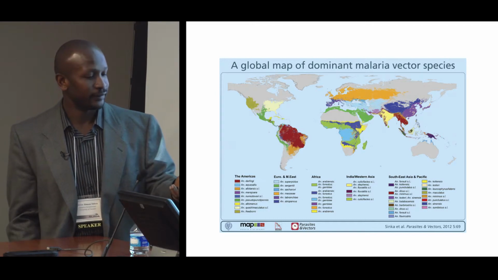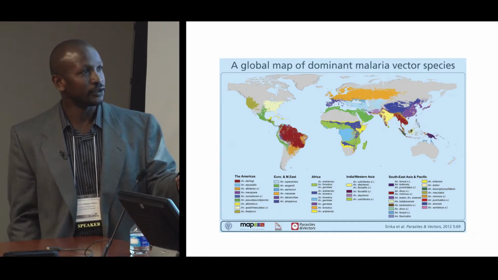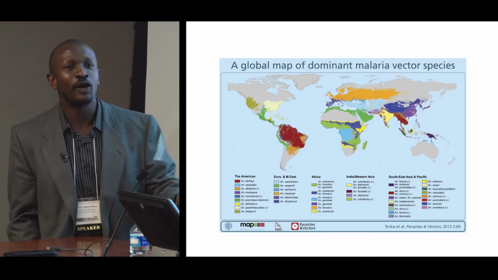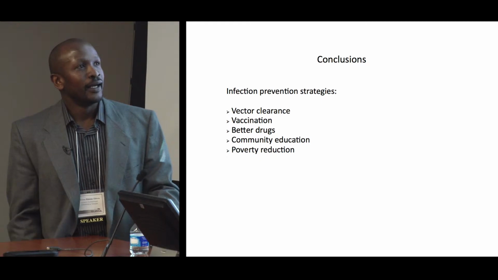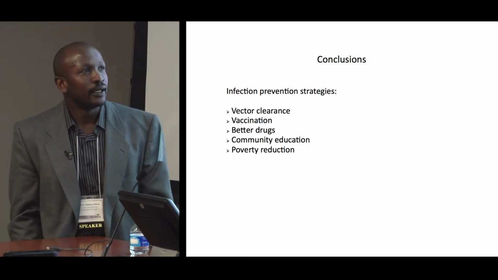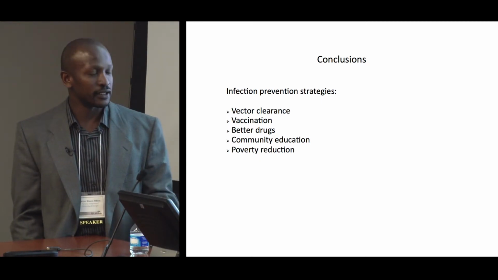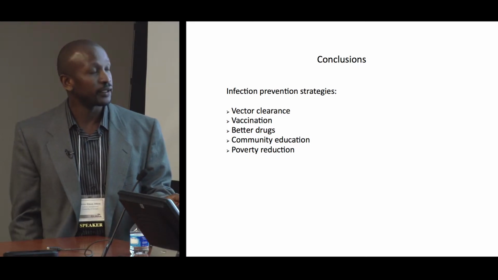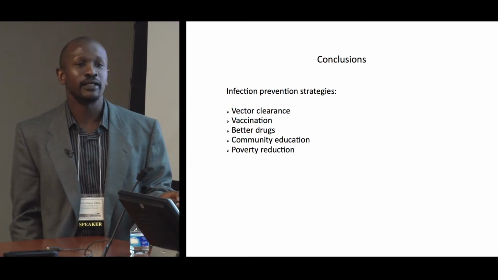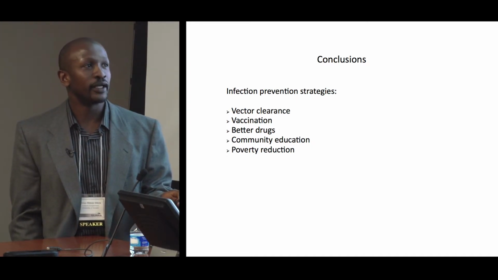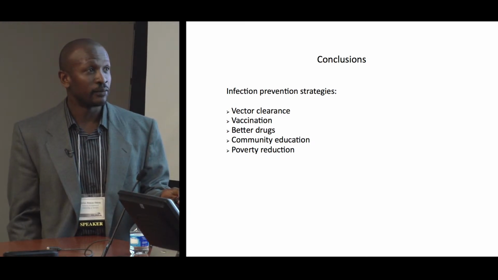And of course, I travel from here, Georgia, to Kisumu, which is somewhere here, which is in blue, the hot spot. So anyhow, in conclusion, infection prevention strategies that might work or that should work should include vector clearance, vaccination campaigns. We need better drugs. We need community education. And above all this, we need poverty reduction.